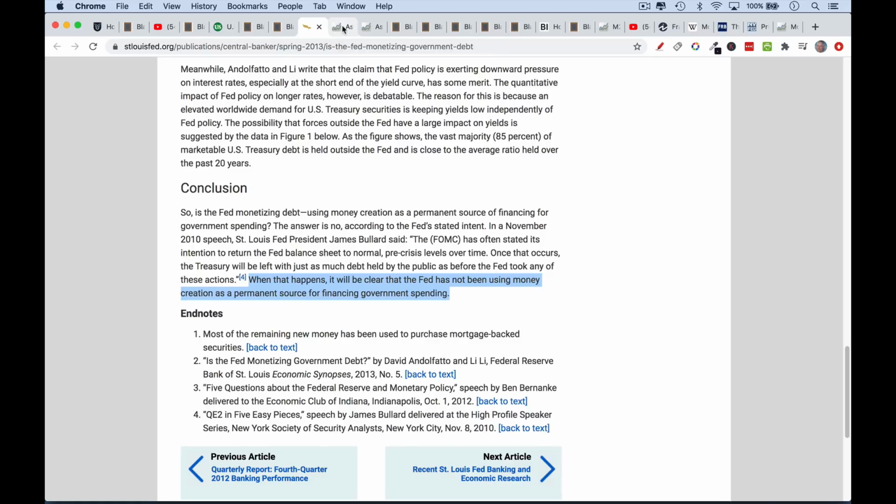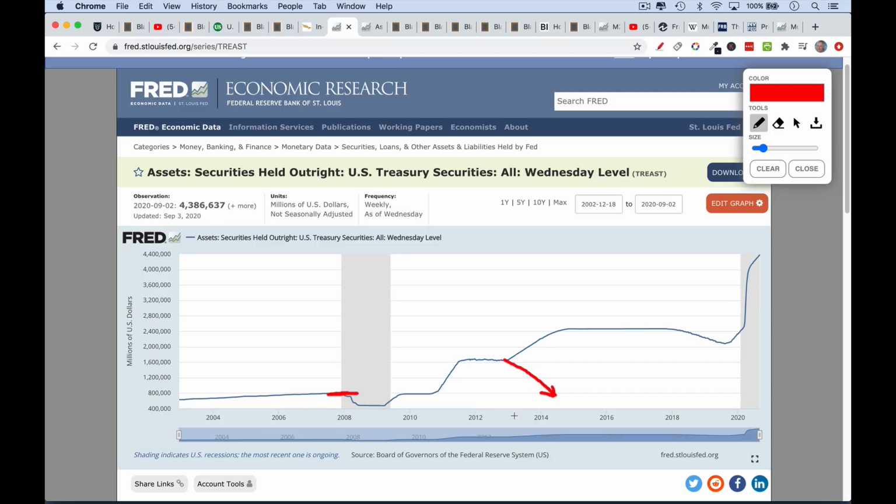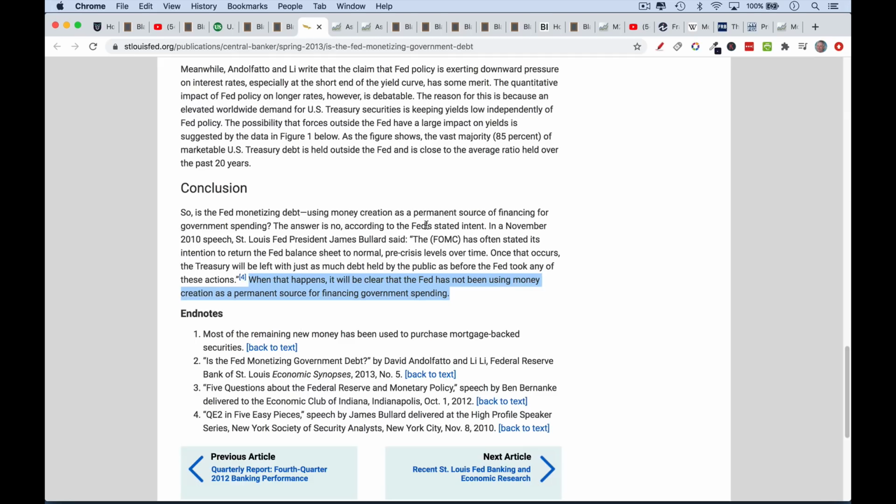This is a 2013 conclusion, but if we look here, we can see that this is a chart of the amount of U.S. Treasuries held by the central bank, held by the Fed. When this paper came out, we were right about here, and they stated their intention to return their holdings of Treasuries back down to pre-crisis levels, which was somewhere right around here, late 2007, early 2008. As we can see, that never happened. Instead, the amount of debt held by the central bank, held by the Federal Reserve, has only gone up. And so it's very clear now that this is just another case of the Fed lying through their teeth.